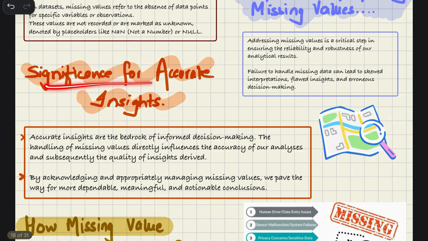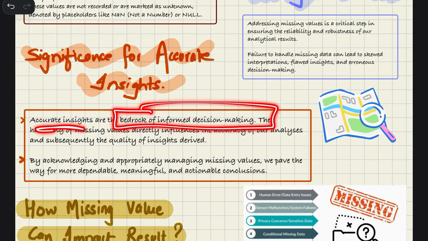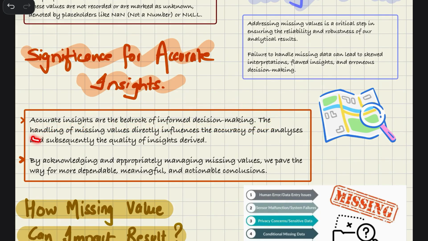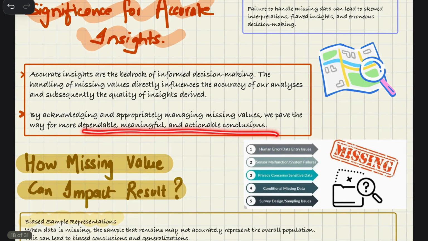So that is why we need accurate insights, because accurate insights are the bedrock for decision making, right? Handling missing values directly influences the accuracy of our analysis. By acknowledging and appropriately managing the missing values, we create more meaningful and actionable conclusions.